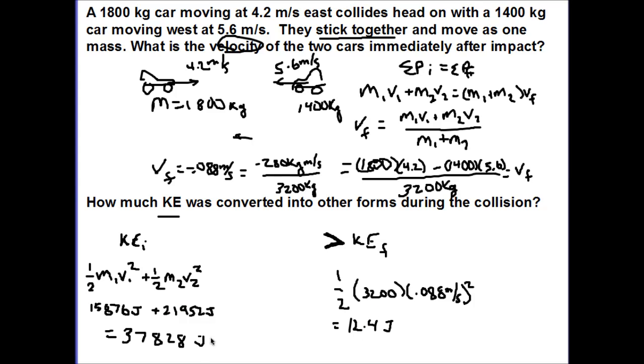Where it's gone is into deforming the cars, not getting any of that energy back out. They're not elastic bumpers or anything like that. And so most of the energy went into deforming the cars, intense heat, intense sound, and so we've ended up losing a tremendous amount of KE. Now, we didn't lose energy as a whole. Energy as a whole is still conserved. It's just gone into non-mechanical forms.